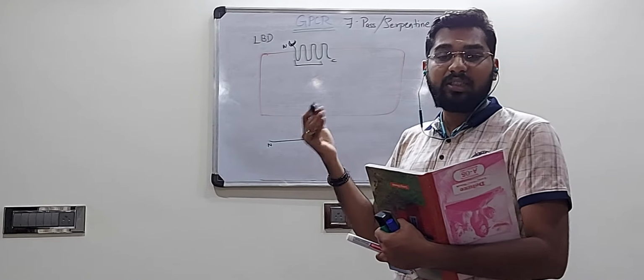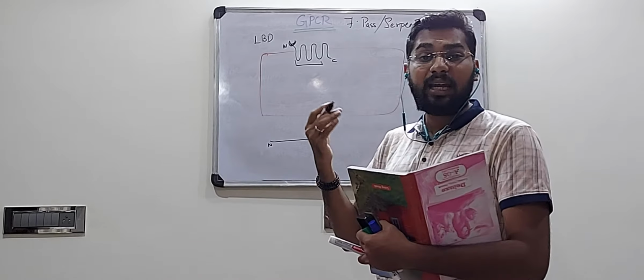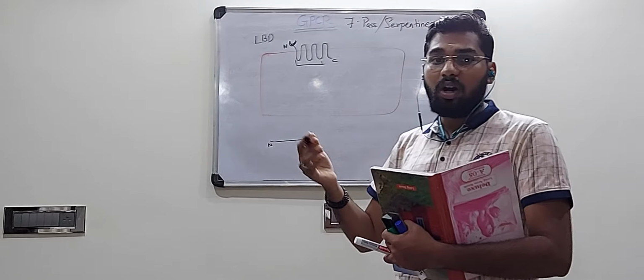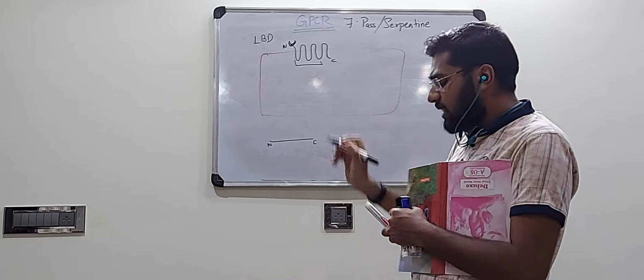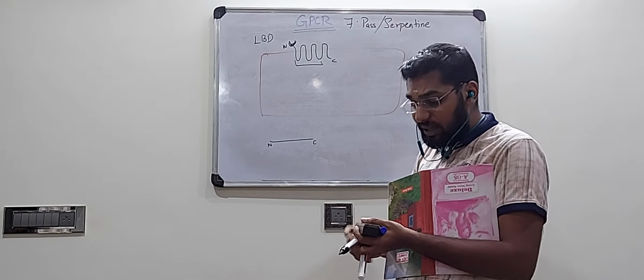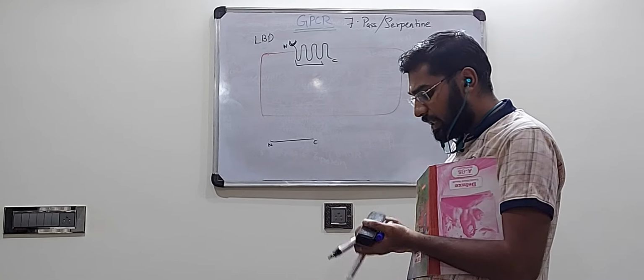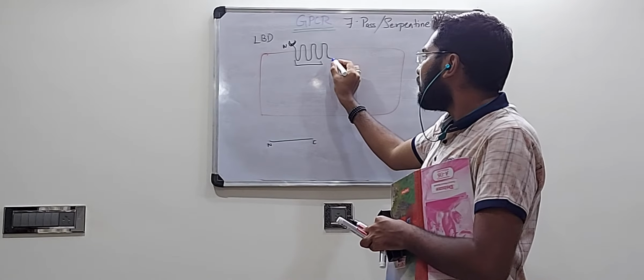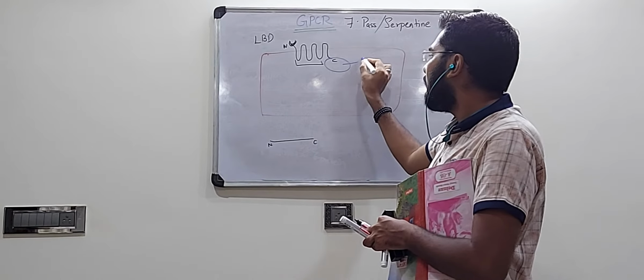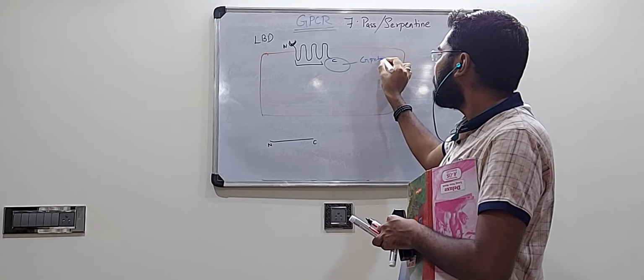All these things are discussed in that video: what is a ligand, what is a ligand binding domain. So please go and watch it if you haven't watched that video. So it is a ligand binding domain, and in the C terminal region we will have a very important protein associated, and that protein is called the G protein.